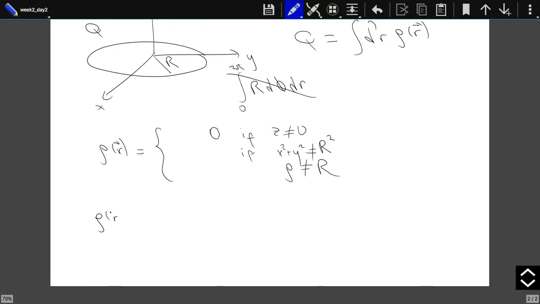So rho of R will be equal to, well, there is a Dirac delta of z, because we know that if z is non-zero, then the charge density is 0 anyway. Then we have the Dirac delta of rho minus R, because if rho is not equal to R, it is 0.